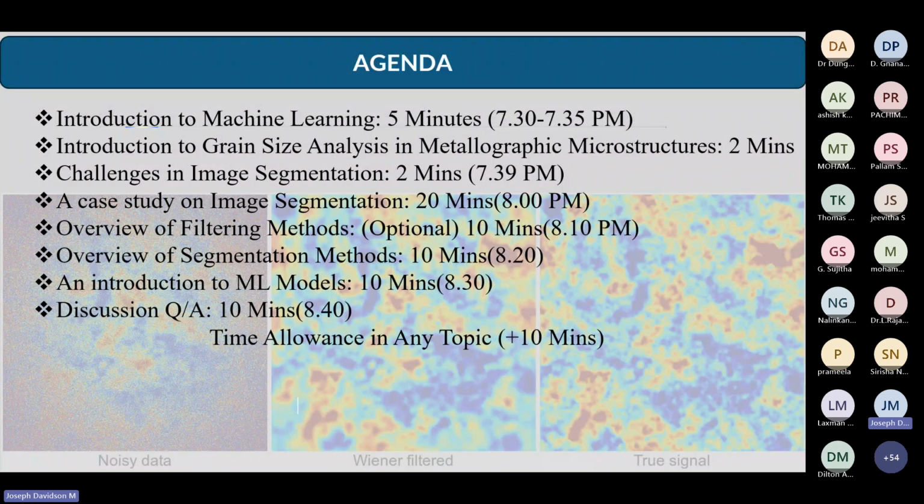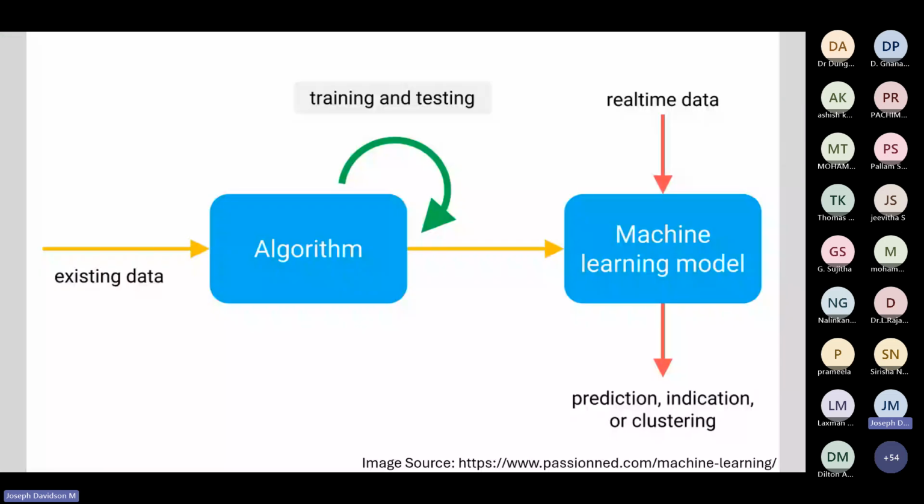Then segmentation and a case study on image segmentation, filtering methods, and a detailed study on a segmentation method of an existing problem. Then a small introduction about ML models. As everybody is aware, machine learning works on data. What type of data? Data can exist, the data can be joined in between, some of the data we can delete in between, and some of the data we can generate also.